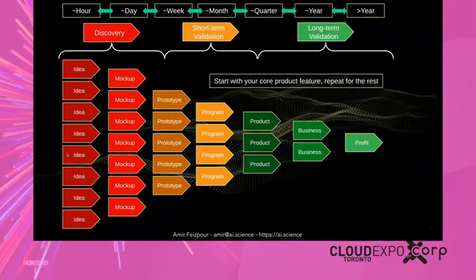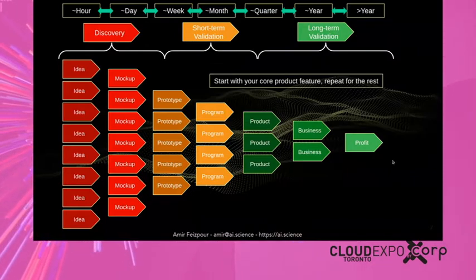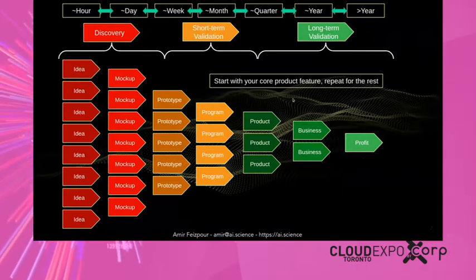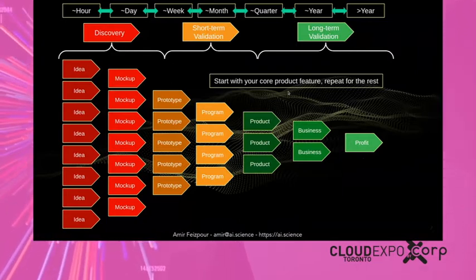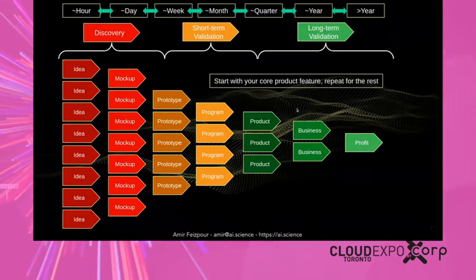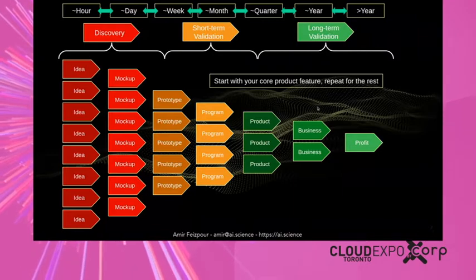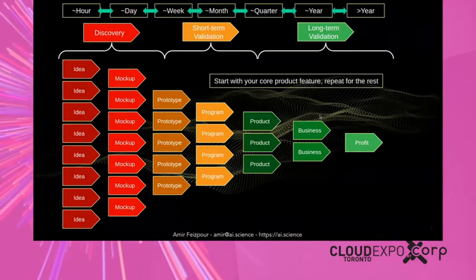And of course, you have to go through this process for every feature of the product that you're building. You definitely start with the core feature. We will talk about that a little later. But you really have to repeat this for every single feature. Otherwise, you will be building features that are not useful for the users.